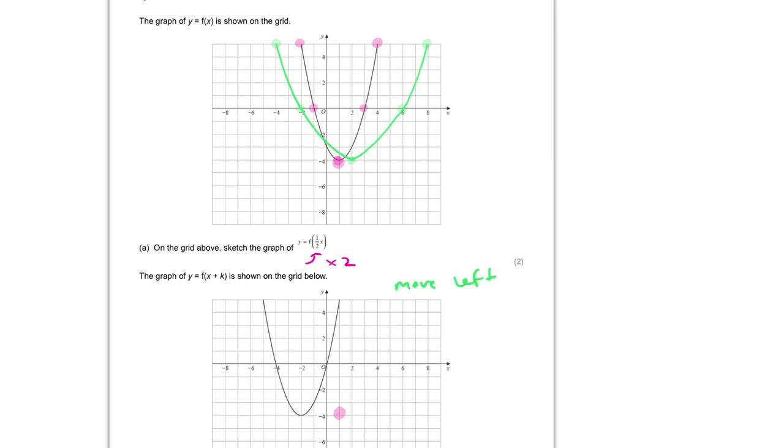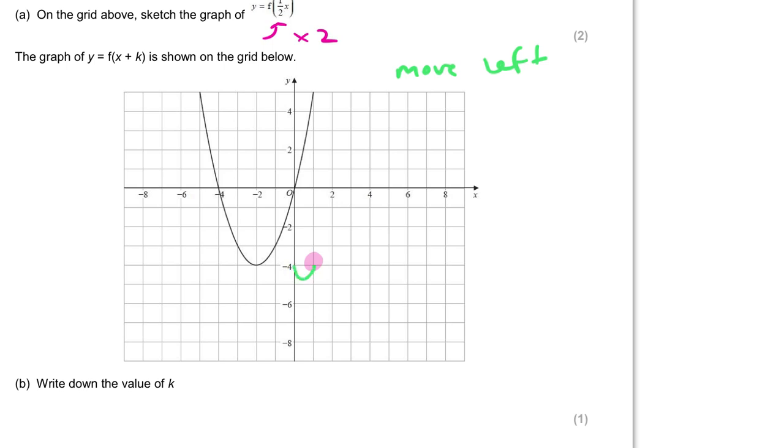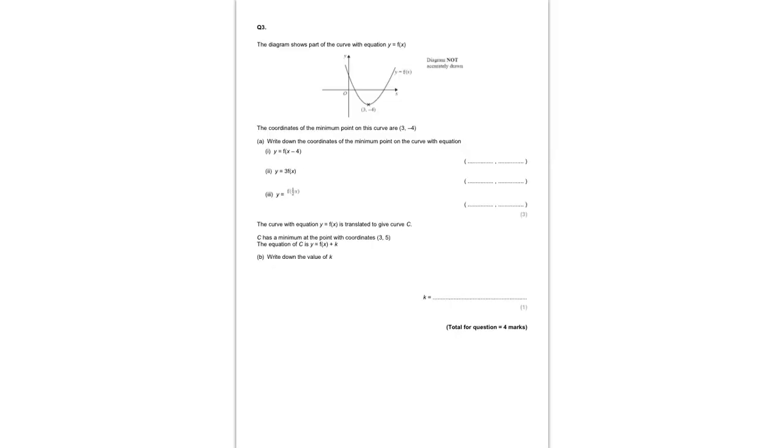How much have we moved to the left by? 3. So what does our k equal? 3. F of x plus 3. Perfect. Well done. Because then we've gone negative 3. Yeah? Awesome. Nice, easy 1 mark.